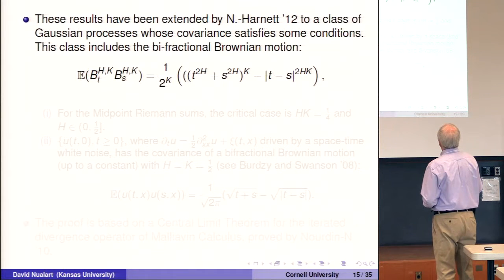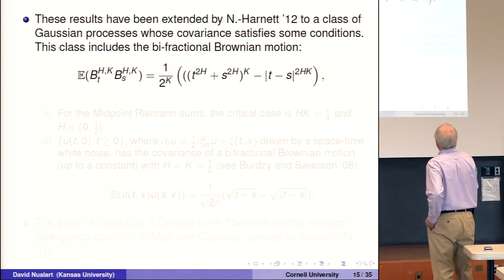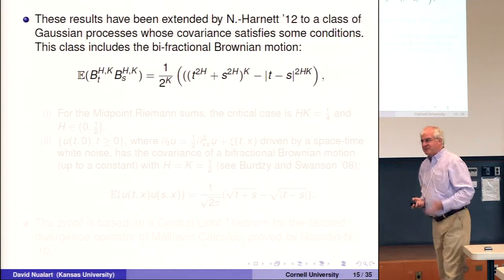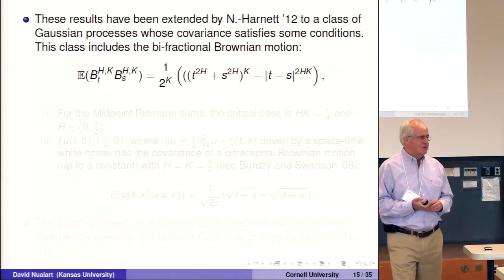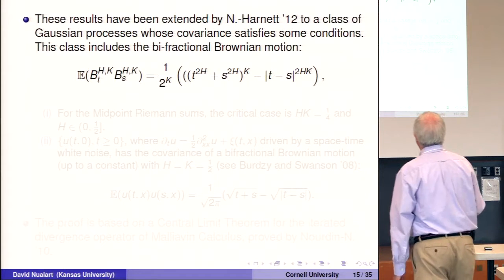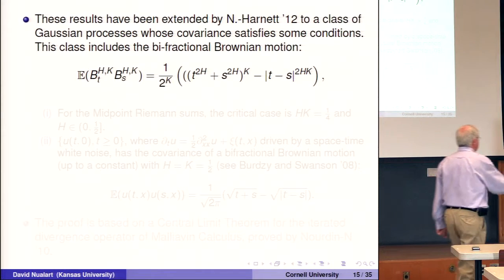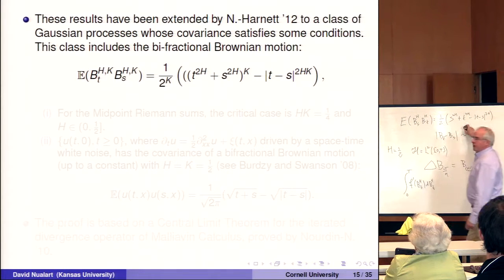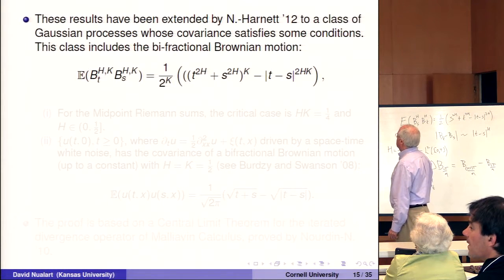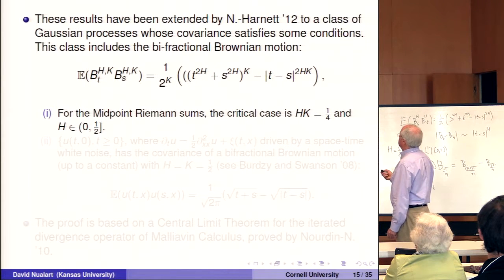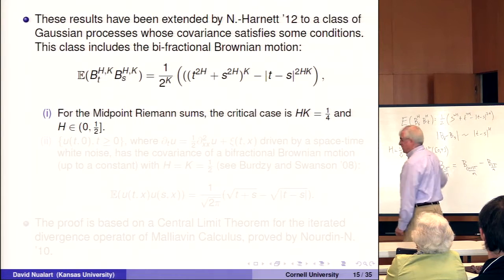So in the paper with Daniel, we have taken the class of processes for which you have this result, and this class includes another example of a similar process, the bifractional Brownian motion, which is a generalization of the fractional Brownian motion and depends on two parameters, H and K. You see that when K is 1, you have this. But here K can be any number between 0 and 1. And then we prove with Hartnett that the middle point Riemann sums converge, and the critical case is HK equal to 1/4, which corresponds to the case H equal to 1/4.